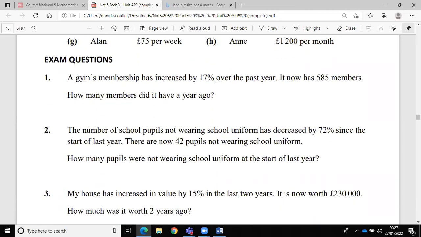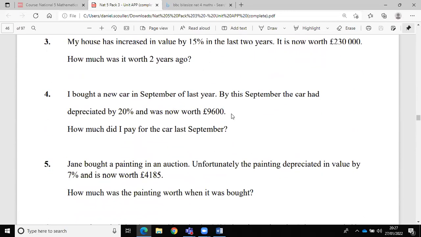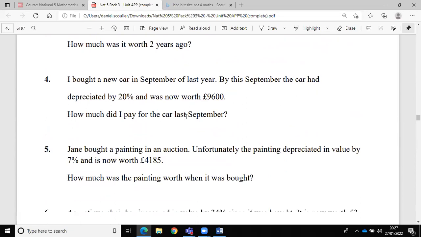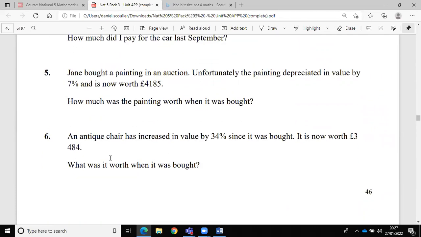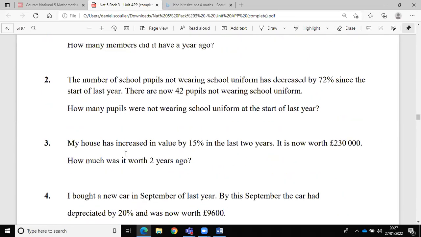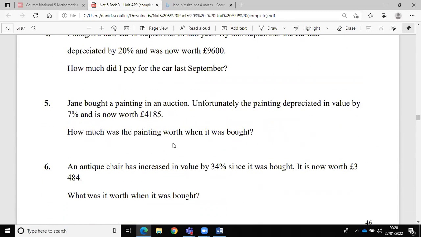Exam level questions, memberships increased by 17%. It's now got 585, so if you do 585 divided by 117 to find 1%, and then multiply by 100. There's nothing outrageous here. We're just looking out for anything tricky, any different layers of it. It doesn't seem to be anything outrageous. These questions don't tend to be.